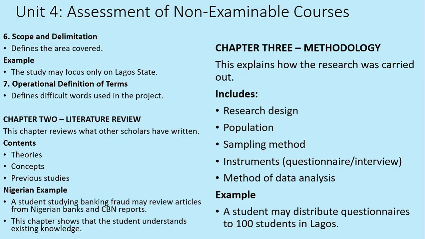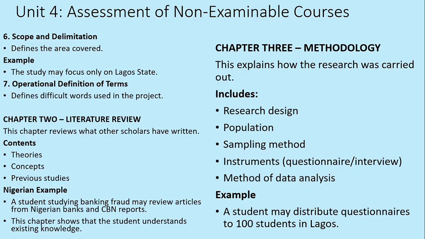So this chapter reviews what other scholars have written. Under chapter 2, which is the literature review, the chapter reviews what other scholars have written. For the project you want to write on, there have been some scholars who have written on it, or written something connected to it. That is why it is called a research project, because you need to do research. You need to get those details, extract the information those scholars have written, and connect them together to make your own literature review.